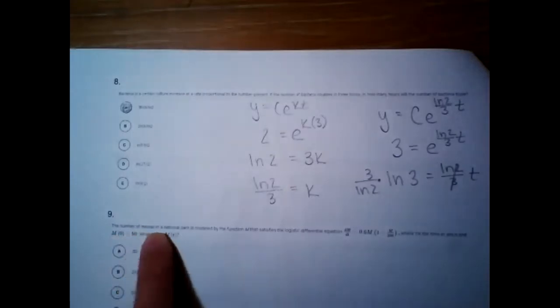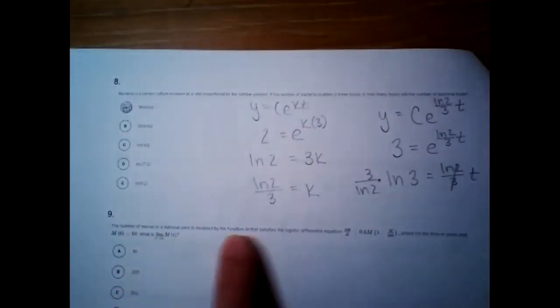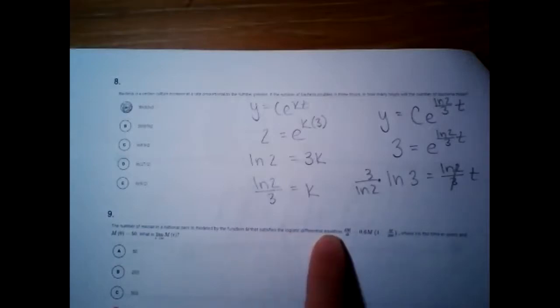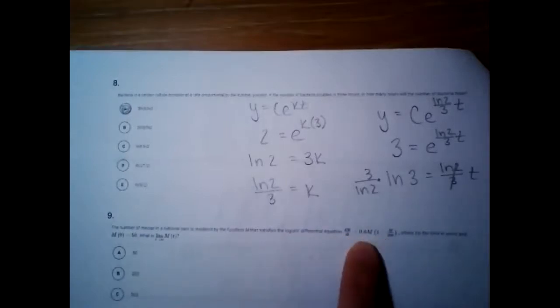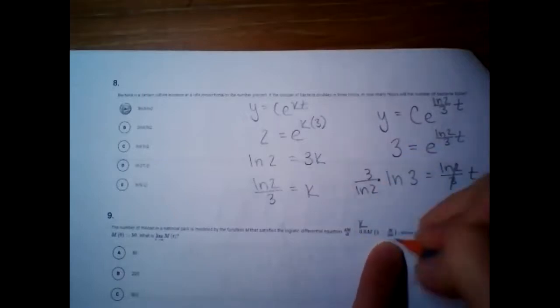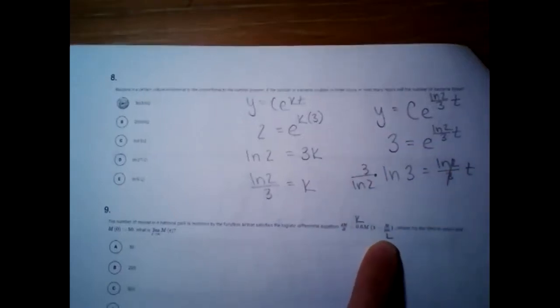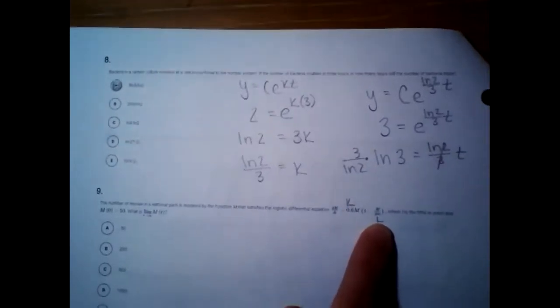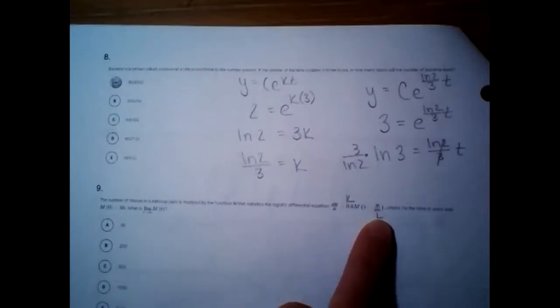All right, number 9. The number of moose in a national park is modeled by a function m, so here's m for moose, that satisfies the logistic differential equation, this thing. All right, so the 0.6 is the K value, and then that 200 is the carrying capacity. So what that means is the amount of moose is going to level off at 200. So the environment can support 200 moose.